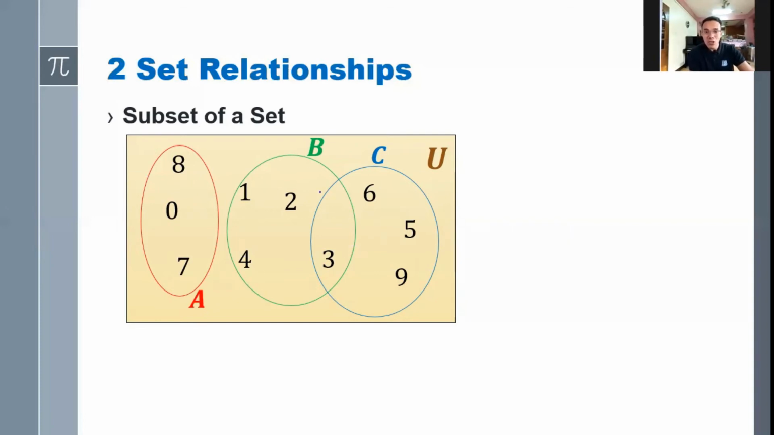B is also a subset of set U because every element in set B is also an element in set U. C is a subset of U because every element in set C is also an element in set U. Remember that A, B, C are just portions of set U.